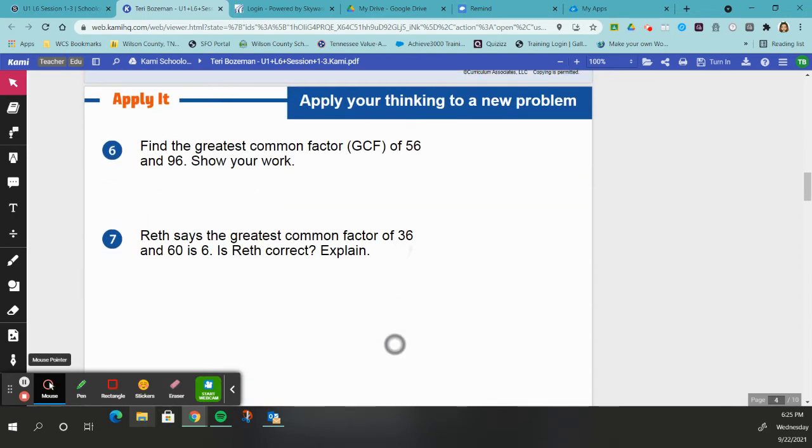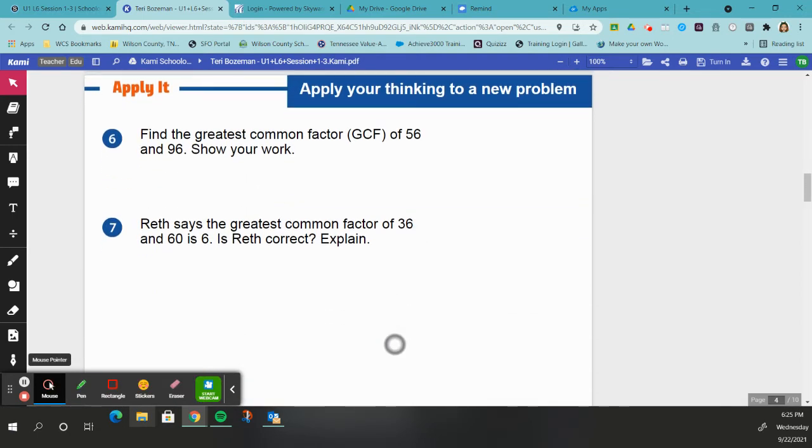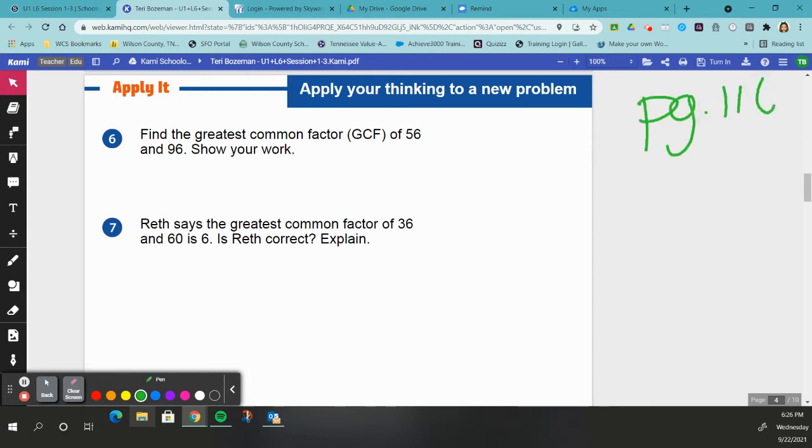Okay, that brings us to the apply it questions that are on page 116, I believe, in your textbook. Let me double check that page number before I go with that being it. So, yes, that is on page 116. So what you're going to do is, it's not as complicated as the STAR problem. You are going to find the greatest common factor.